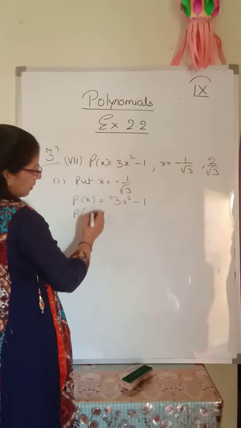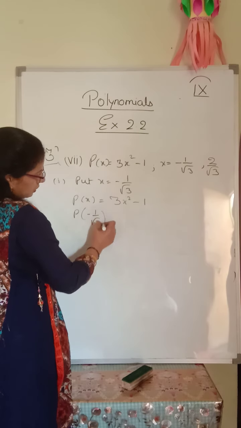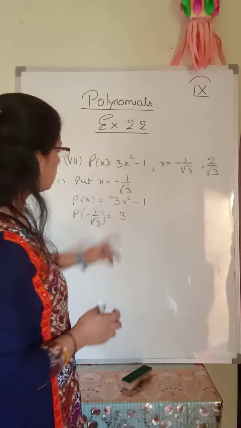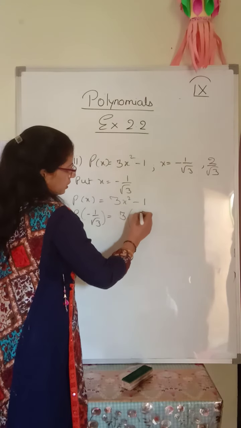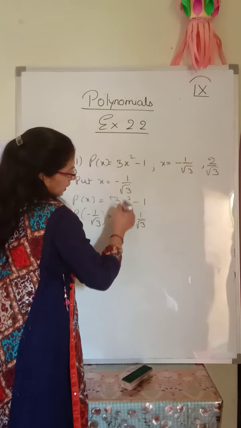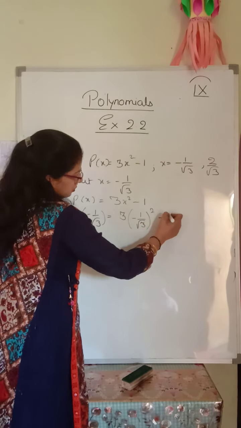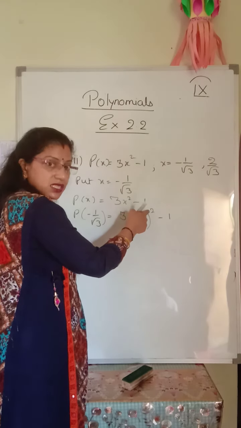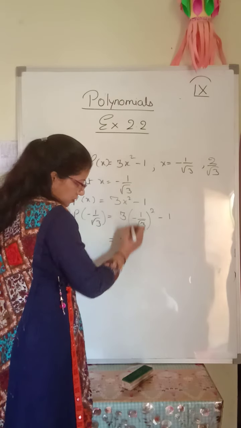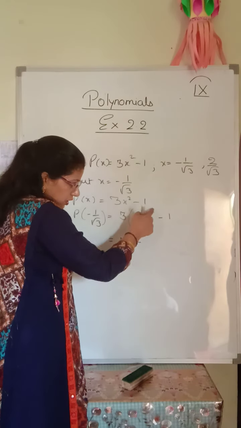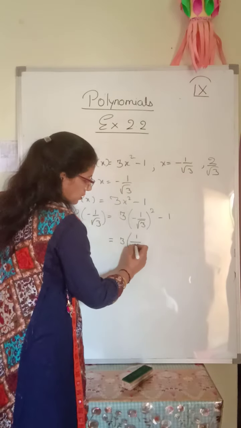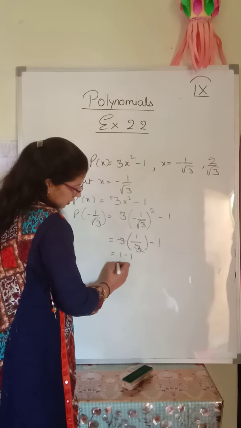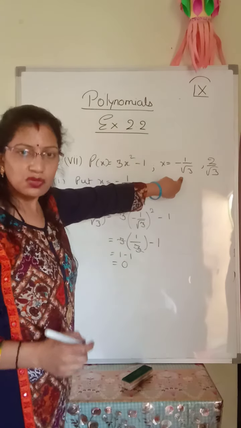So p at minus 1 upon root 3 is equal to 3 into, in the place of x, what will you put? Minus 1 upon root 3. So minus 1 upon root 3, but x is squared, so we have to do the whole square, minus 1. So what will be the value? 3 into minus becomes plus because this power is even. So this becomes plus 1 square is 1. Root 3 square, root 3 into root 3 is 3. Minus 1. 3 and 3 cancel. That means 1 minus 1 is 0. So that means this is a 0 of this polynomial.